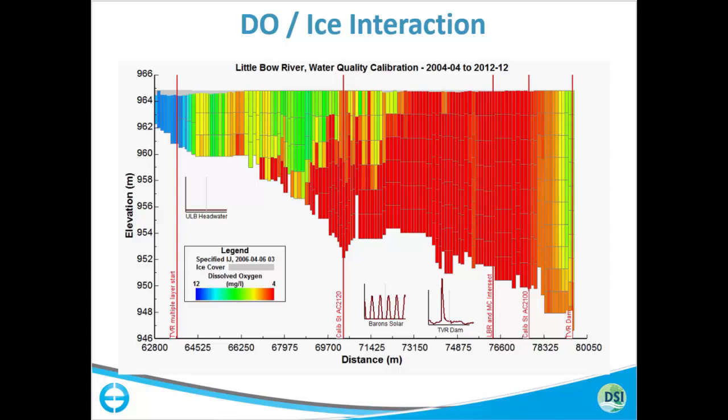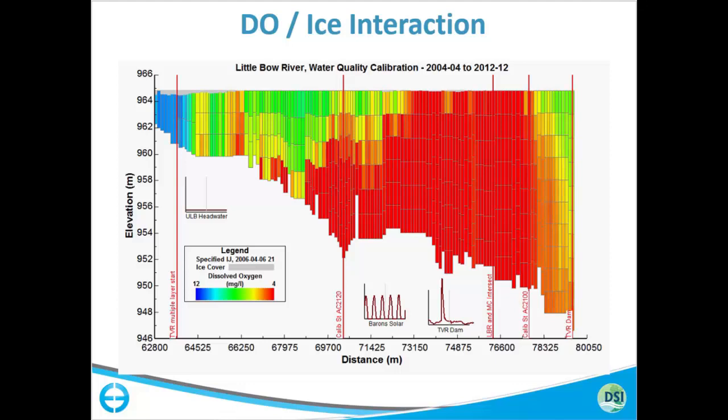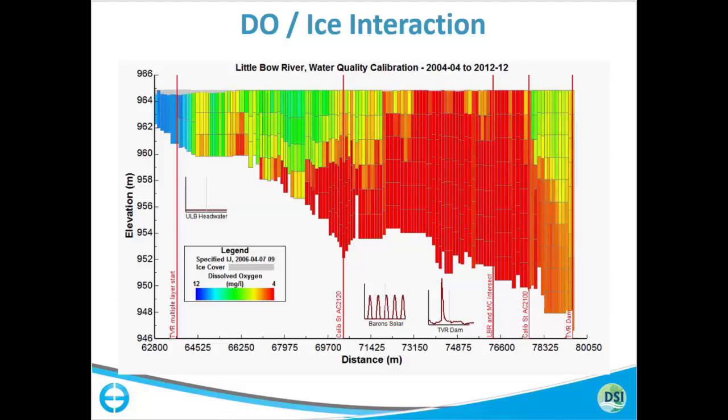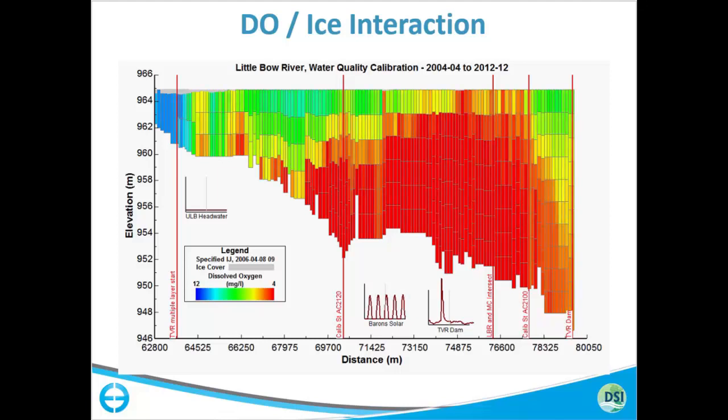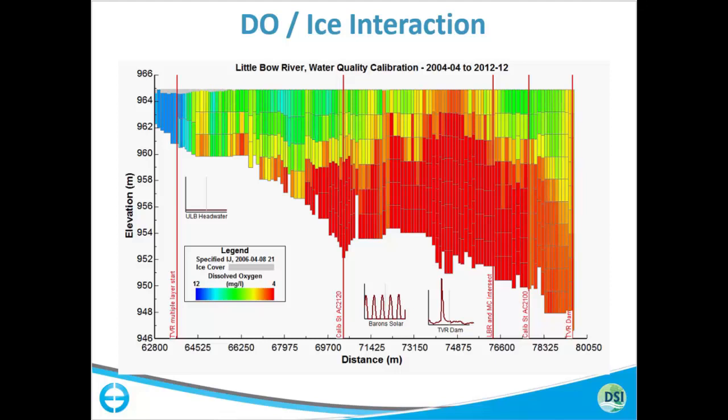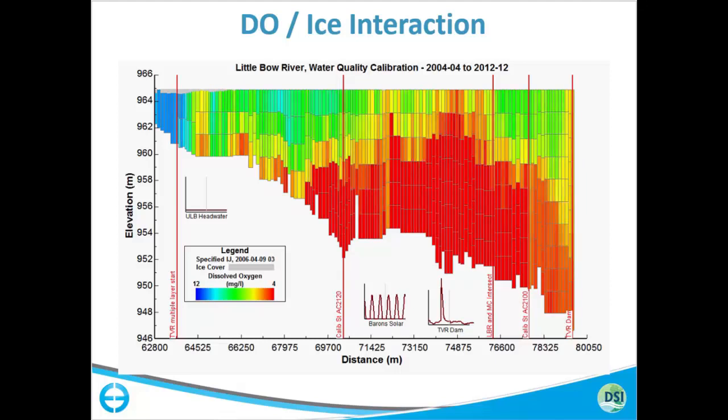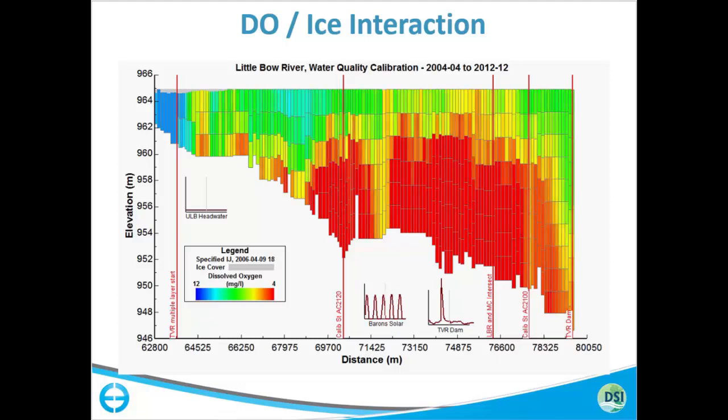I think you don't have the animation, you just have this snapshot on the PowerPoint, and these are different areas where we know the location. This is the TVR, Twin Valley Reservoir, where multiple layers start. This is the calibration station. This is the location where the Little Bow River and Mosquito Creek meet.